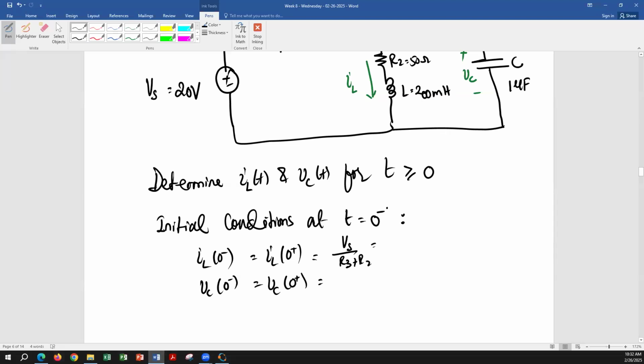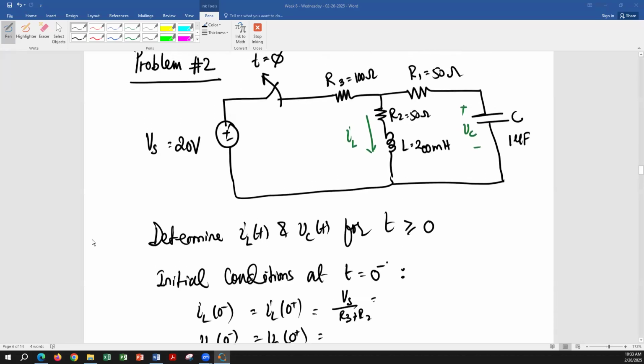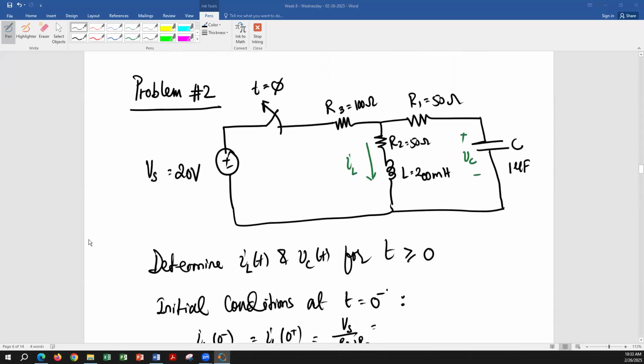Let me put values in. R3 is 100. R2 is 50 and R1 is 50. Vs is 20. Capacitor is 1 micro and L is 200 milli.